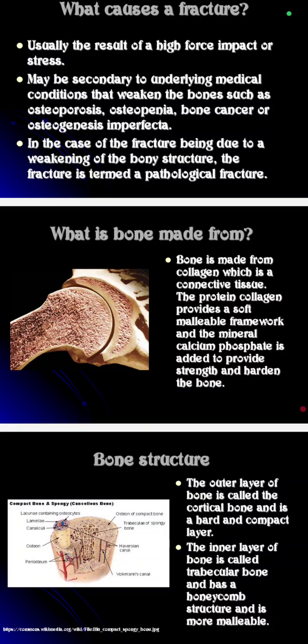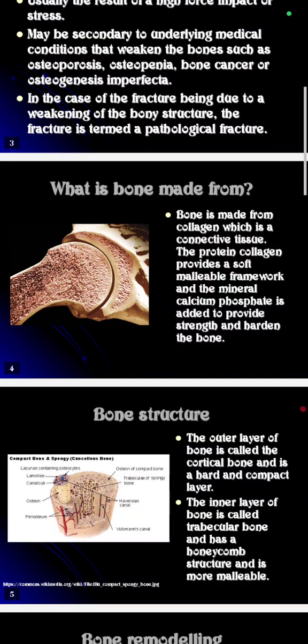So it depends upon the terminology we are using. Due to impact, there is another type, that is a stress fracture. And if we find a pathological fracture, that may be due to the weakening of the bone structure. So that is different. What is bone made from?